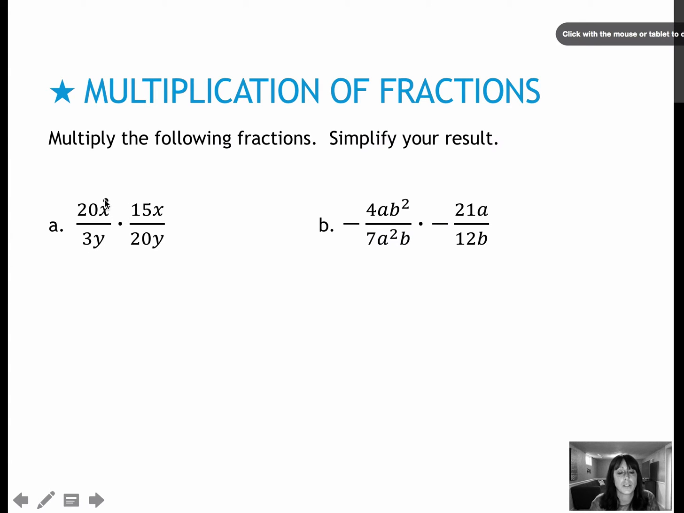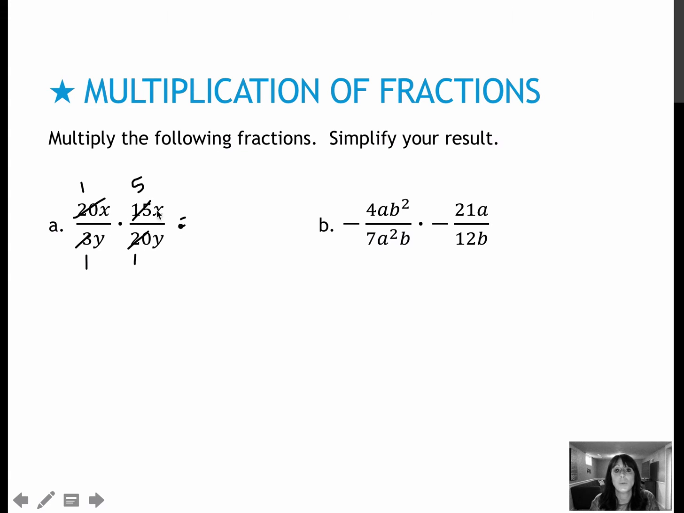For my first, I can see that there are no x's both on top and on bottom, so I can't cancel x's. I can't cancel y's because both of those y's are on the bottom. And so I'm only going to cancel numbers that I can cancel for top and on bottom. So I see that I have a 20 on both the top and on bottom. Also, 3 and 15 have a common factor of 3, so I'm going to divide 3 by 3 to get 1, so these are 1s as well, and 15 by 3 to get 5.